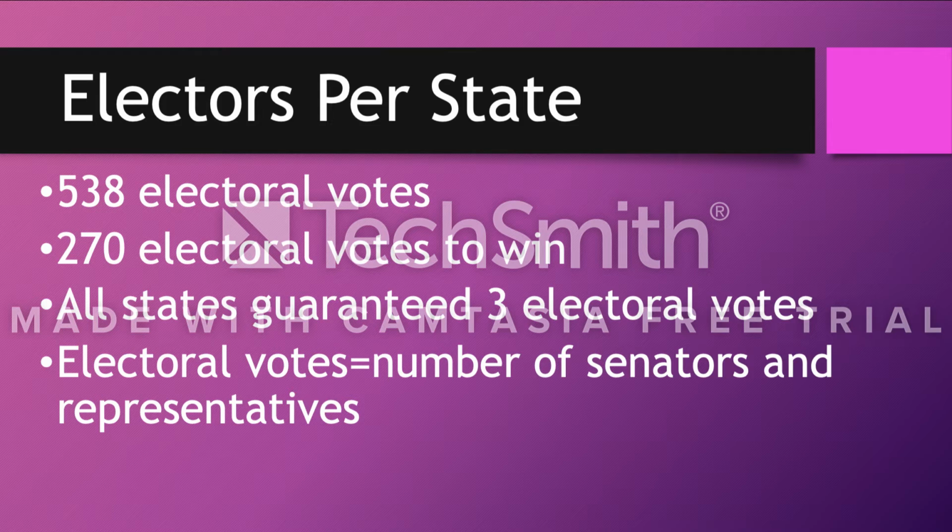The number of electors each state gets is equal to its total number of senators and representatives in Congress. A total of 538 electors from the Electoral College are chosen. Each elector casts 1 vote following the general election. The candidate who gets 270 votes or more wins, although there can be a tie.